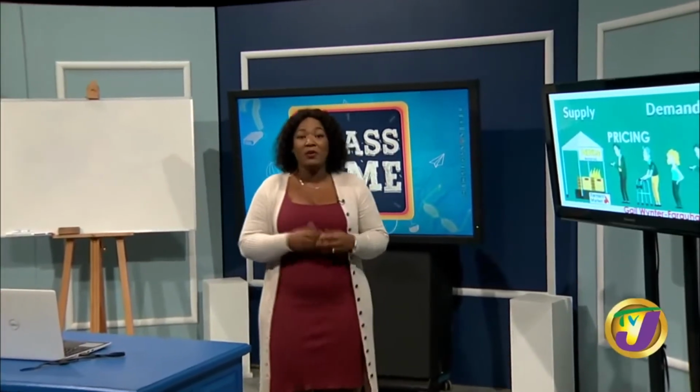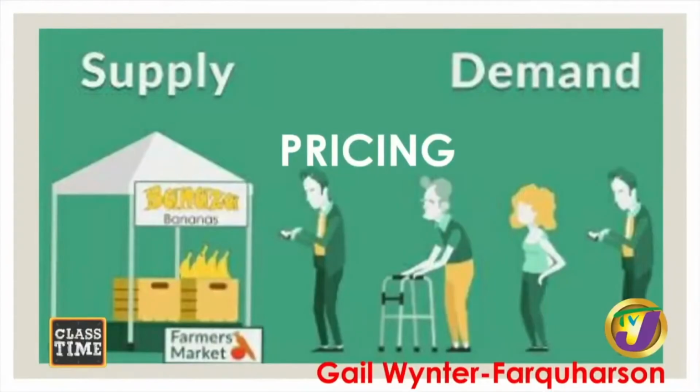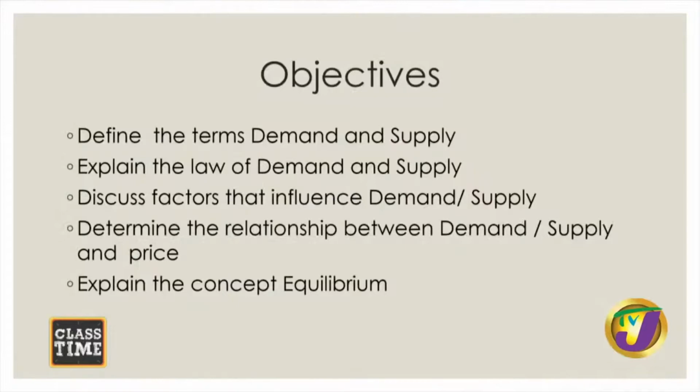So today's lesson, we'll be looking at supply and demand and how it impacts pricing in the market space. Today's objectives are: 1, to define the terms demand and supply. 2, explain the law of demand and supply. 3, discuss factors that influence demand and supply. 4, determine the relationship between demand, supply, and pricing. And 5, explain the concept equilibrium. Let's dig in.